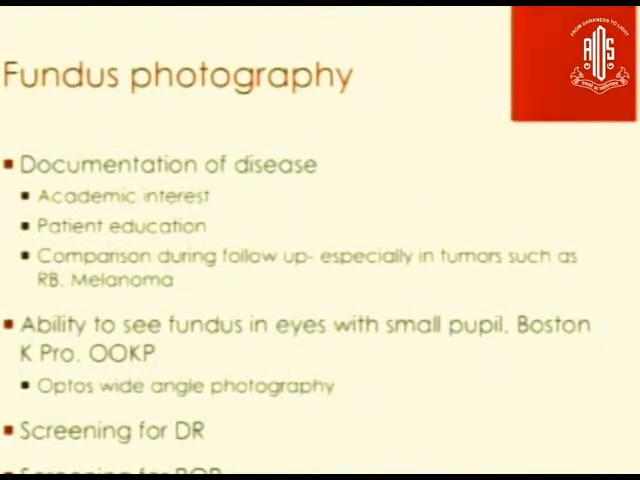There's also one particular area where wide-angle photography is extremely useful. Of course, it's important that you can document a larger area of retina in one picture instead of creating a montage. But in eyes with very small pupils, like those which have undergone a Boston K-Pro or an OOKP or osteo-odonto-keratoprosthesis, the pupil is very small, hardly 3.5 millimeters. And it's very difficult to see the fundus, even with indirect ophthalmoscopy. So if you use wide-angle photography, you can see the fundus much better in such cases.